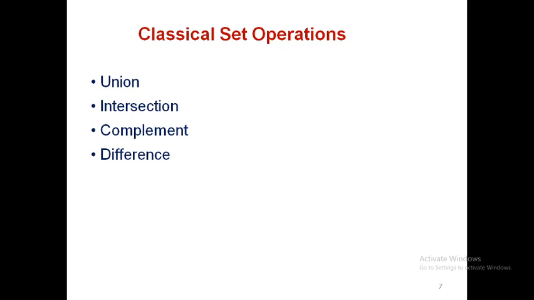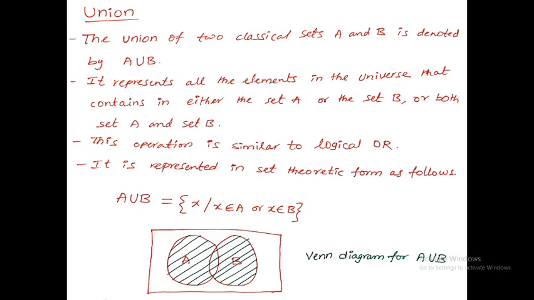So if you see the classical set operations, what are the possible operations with classical sets? There is the union operation, intersection operation, complement operation, and difference operation. We'll see them one by one. Coming to the union operation, let us consider two sets. One is set A, another one is set B.